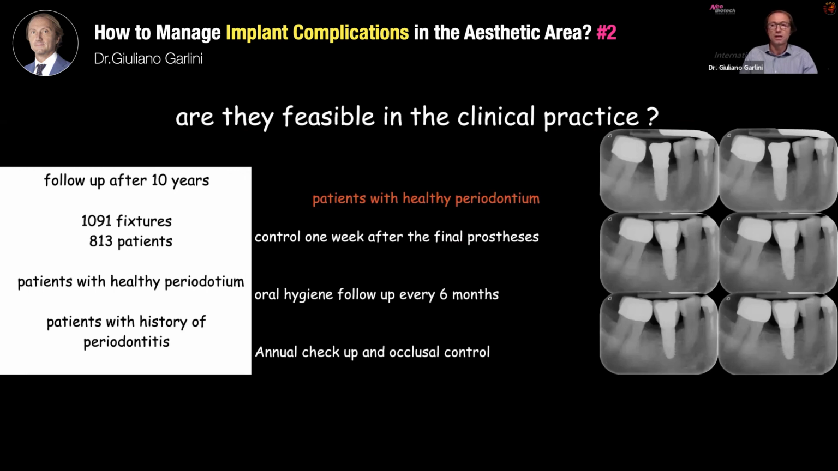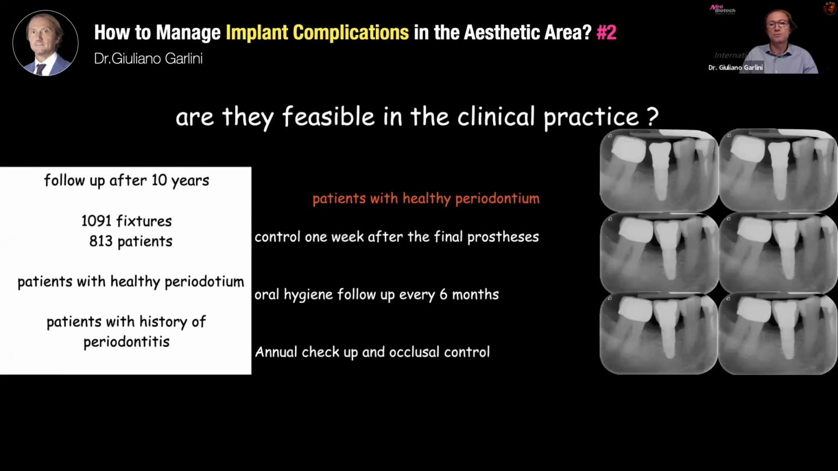5 years ago, together with a couple of colleagues and my oral hygienist, we analyzed fixtures with more than 10 years of follow-up. So we analyzed 1,091 fixtures in more than 800 patients with a minimum of 10 years of follow-up. And we can distinguish 2 different protocols for the patients in my office. We have patients with a healthy periodontium, and we have patients with a history of periodontitis.